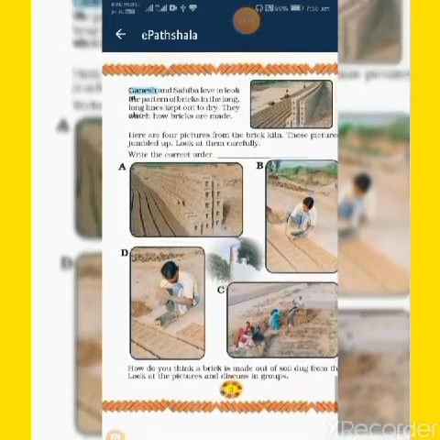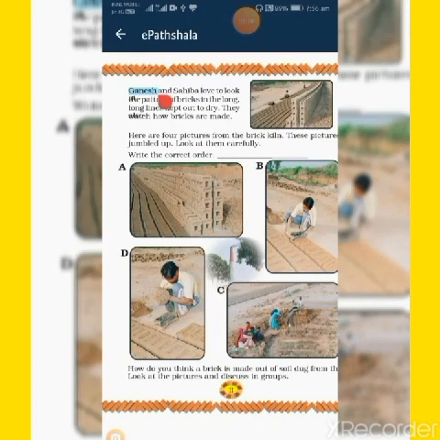Okay, so there are 4 pictures from the brick kiln. These pictures were jumbled up. That's why I'm explaining this now.